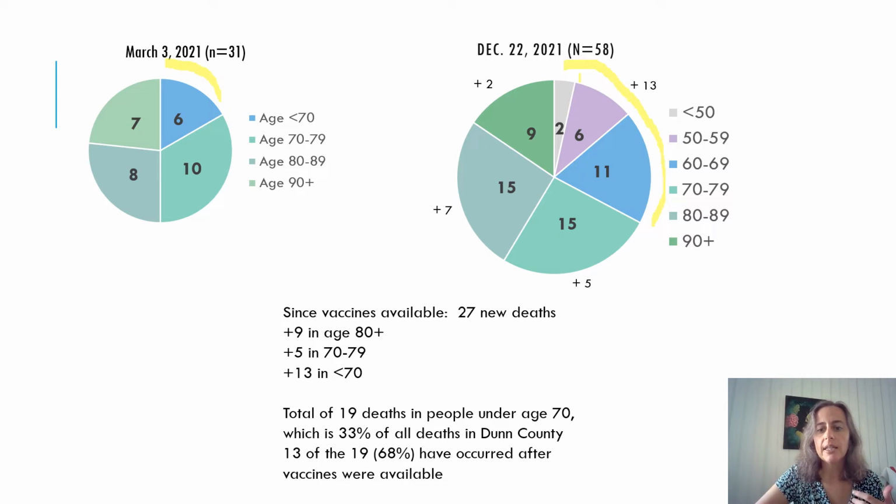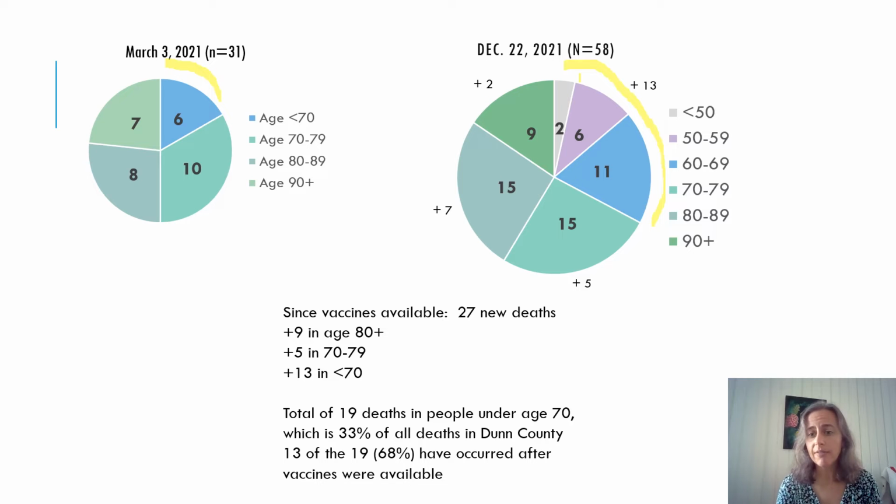So what we're seeing is an increase in the proportion of deaths that are occurring in people under age 70 in Dunn County over time. And this in many ways makes sense based on other information that we know, because we know that people who are over age 65 are vaccinated at a much higher rate, even in Dunn County, than people under age 65. So before vaccines were widely available, in March, we saw most of the deaths, about 80%, occurring in people age 70 and up.